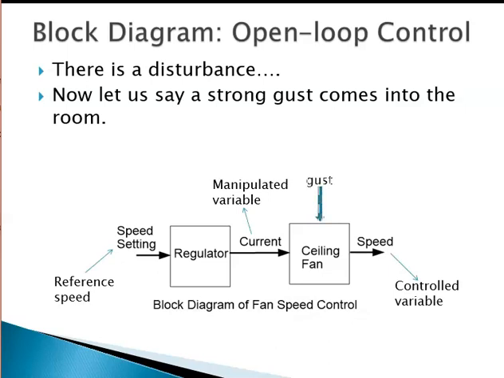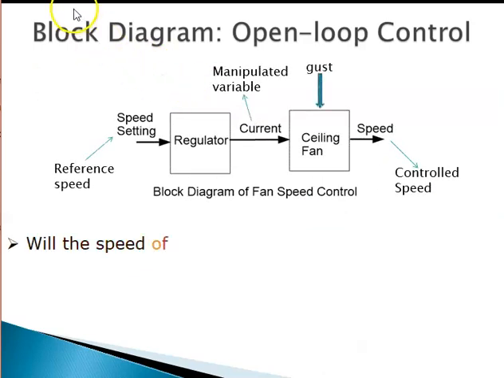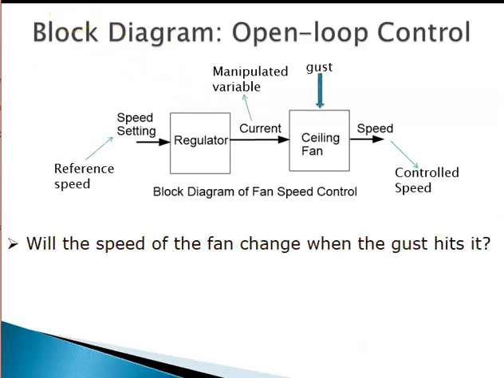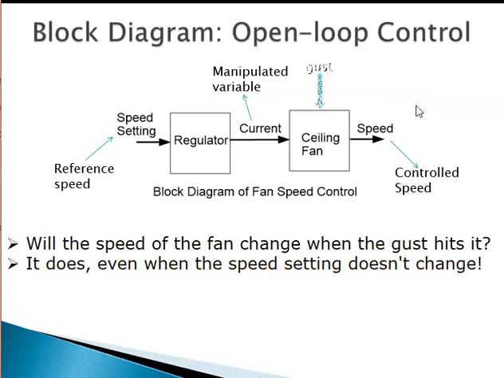Now let us say a strong gust, strong wind, comes into the room and hits the fan. When it hits the fan, the speed of the fan changes. Either it will accelerate the fan or it will decelerate the fan. To look a bit deeper into the problem, we'll ask the question: will the speed of the fan change when the gust hits it? Yes, it does, even when the speed setting does not change.